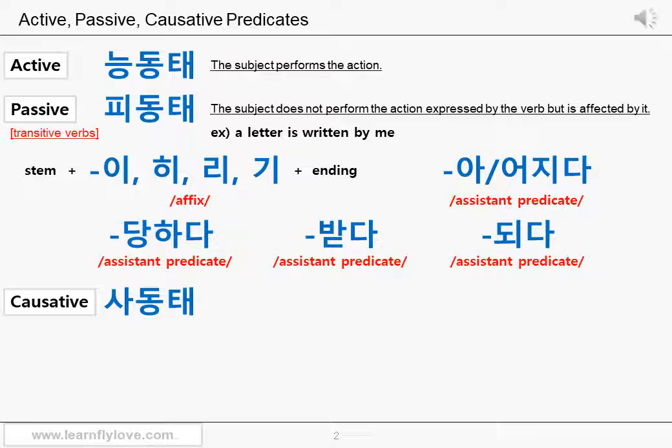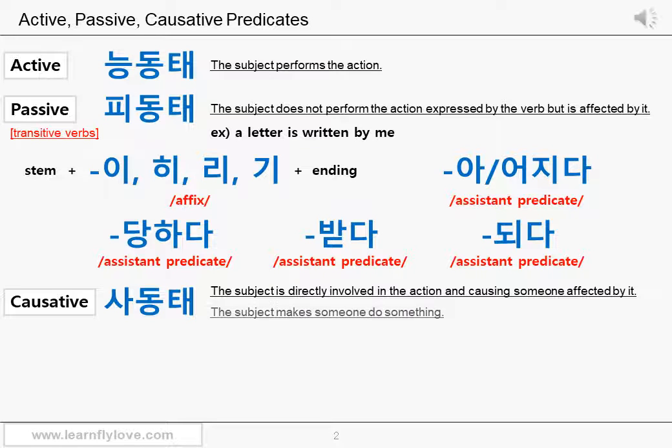Then let's talk about the causative forms. 사동 or 사동태. 사동 can be a very strange concept for you if you don't have the same concept in your language. What is 사동 then? 사동 or 사동태 is used when the subject is directly involved in the action and causing someone affected by it. You do the action to someone, and that someone is the one who is affected by that action. Got it? Or it can simply mean the subject makes someone do something.